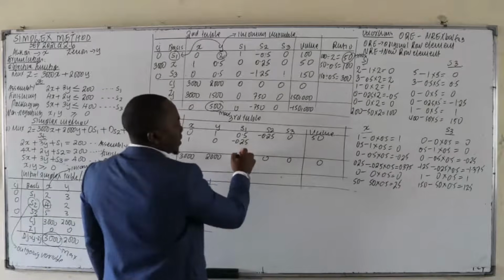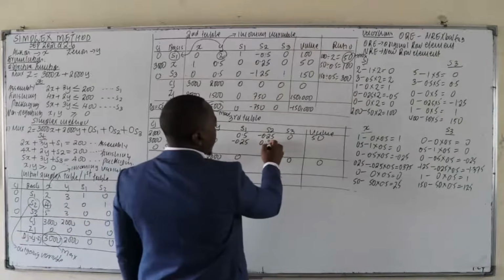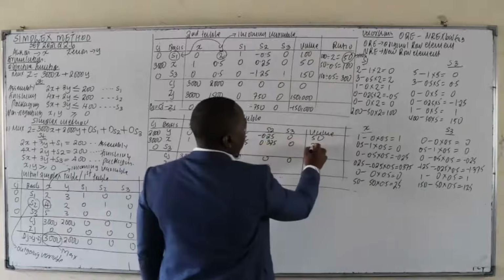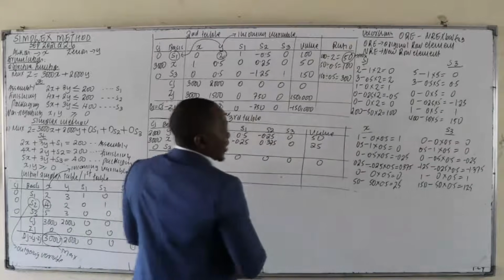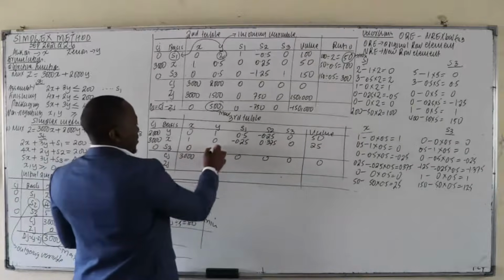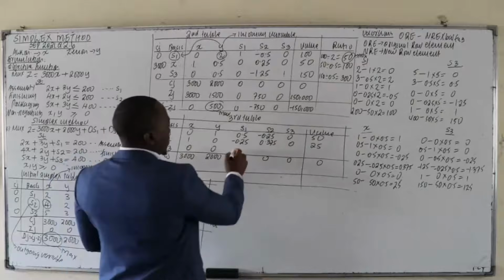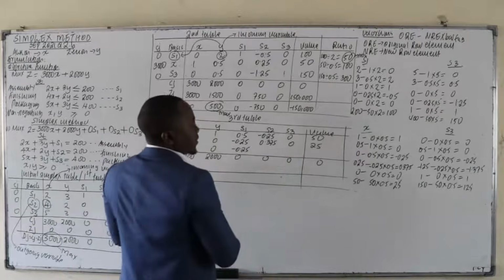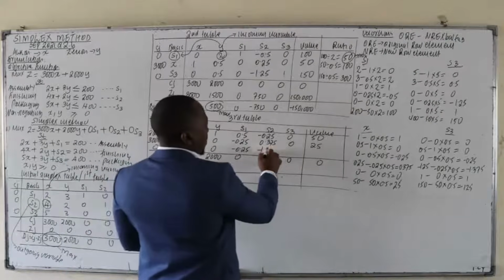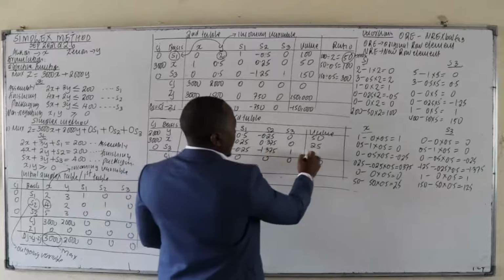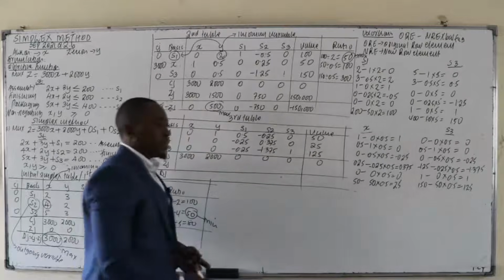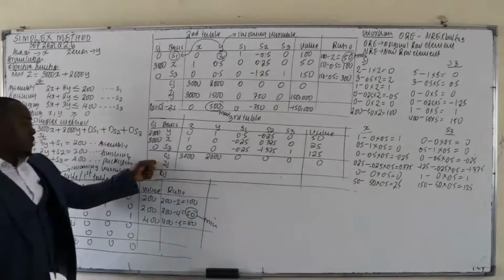So that means for x, we have 1, 0, negative 0.25, 0.375, 0, and we have 25. Now for S3 we have 0, 0, negative 0.25, negative 1.375, 1, and then we have 125. Now we can get ZJ.